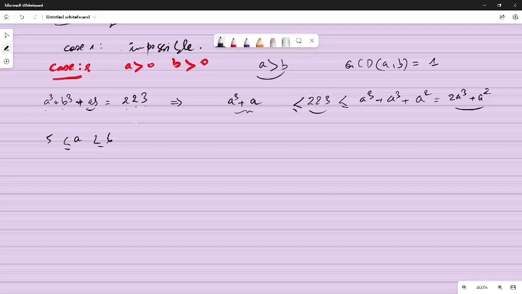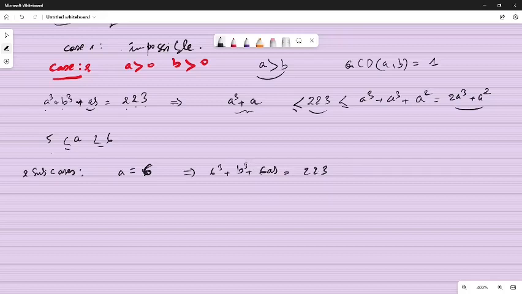So we have here two subcases: A equals 5 or A equals 6. We begin with 6. Then this implies that 6 cubed plus B cubed plus 6AB equals 223.